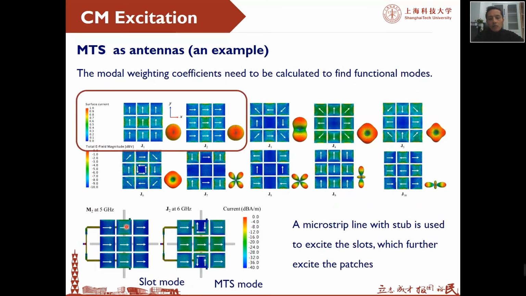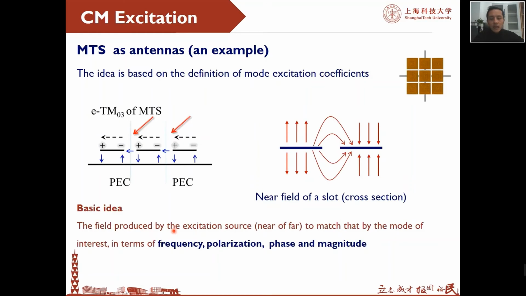The question is why we add the slot here. The basic idea is that the field produced by the excitation source, for example the slot here, is the E field in the near field region. The field should be matched to the field of the mode of interest in terms of frequency, polarization, phase and magnitude. If we put this slot somewhere similar to the field radiated by this mode, we should have this mode being excited.